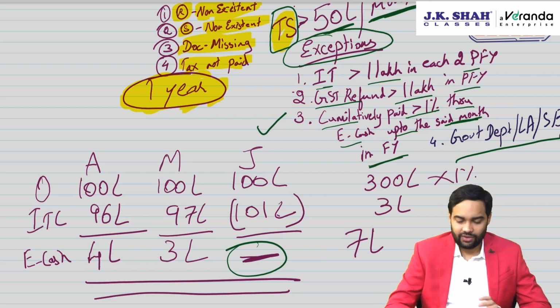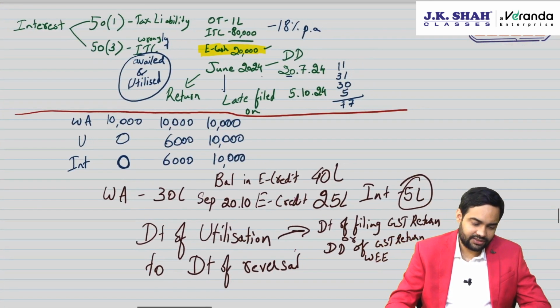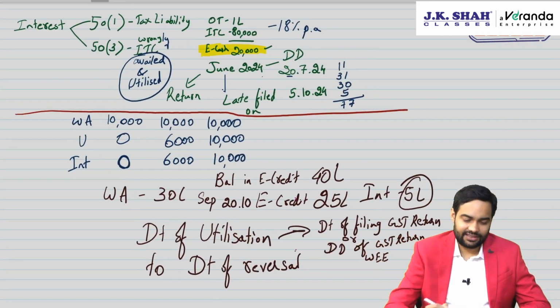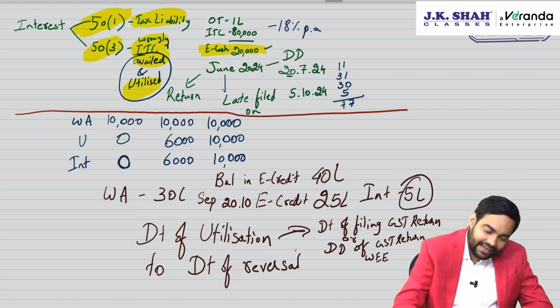See it very carefully. Then coming to a very important point, which is the Institute's favorite area, interest. Section 50 subsection 1 deals with interest on tax liability. Section 50 subsection 3 deals with wrong ITC availed and utilized. Careful.